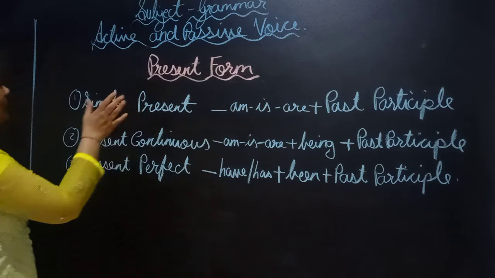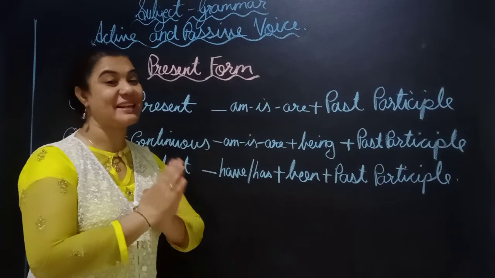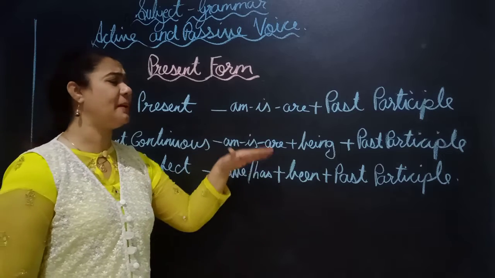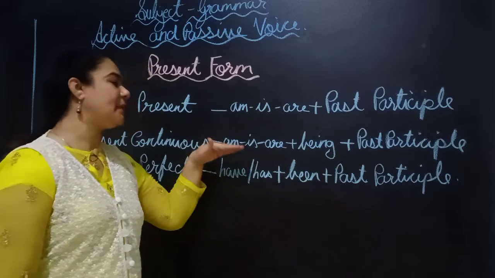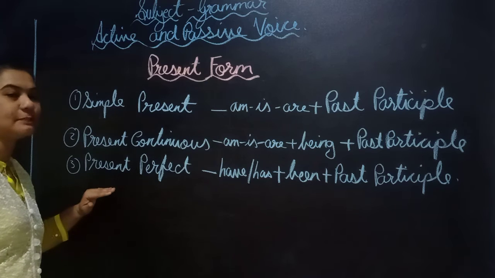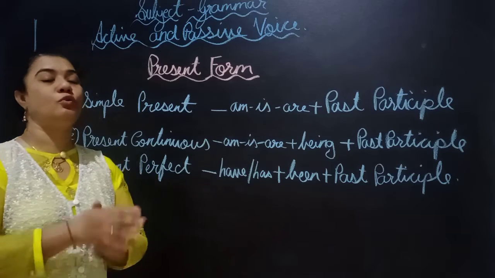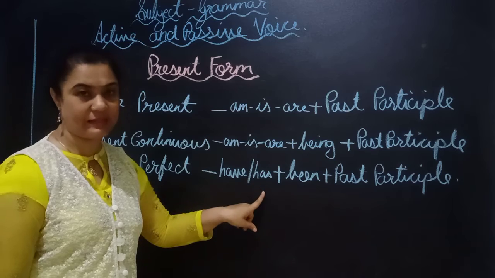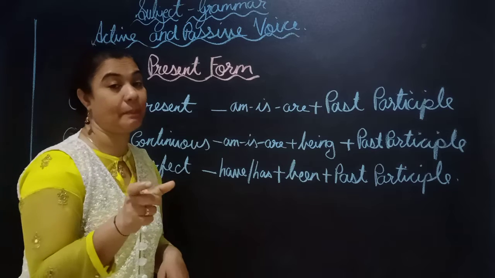Then in the present form only, if the sentence is present continuous, at that time you are going to use am, is, are plus being plus the past participle. Alright, you are going to use am, is, are plus being plus past participle. Then if your sentence is present perfect, when you are changing it to the passive voice, you have to use have or has. Have or has means anyone, according to the subject.